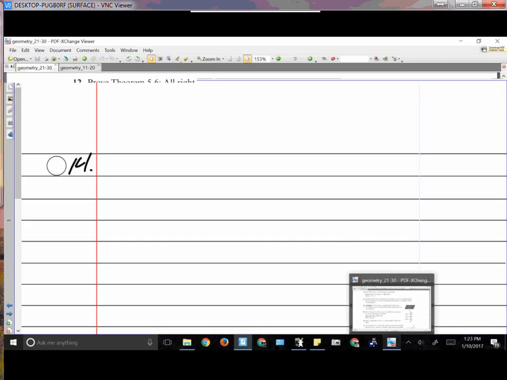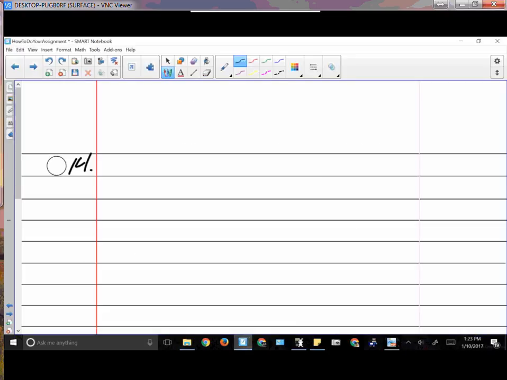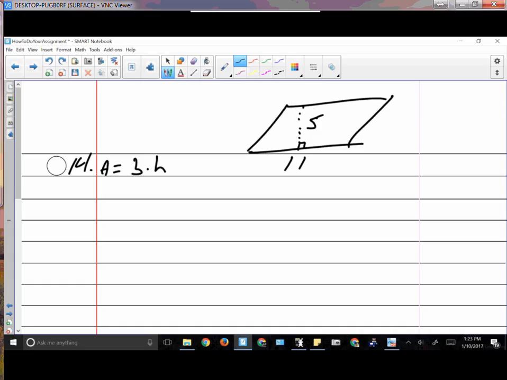So now we're up to 14. Road repairs. We've got a picture for us. It says a parallelogram-shaped area of parking lot is to be repaved. How many square meters are to be repaved? Again, better picture. Draw it out. Now they have this going down here, and they say that this here is supposed to be 5. And they have this right angle down here, and they say that this here is 11. So do I have enough information to figure this out? Area is equal to base times height in this case, correct? So the area is going to be equal to 5 times 11, so the area is equal to 55.